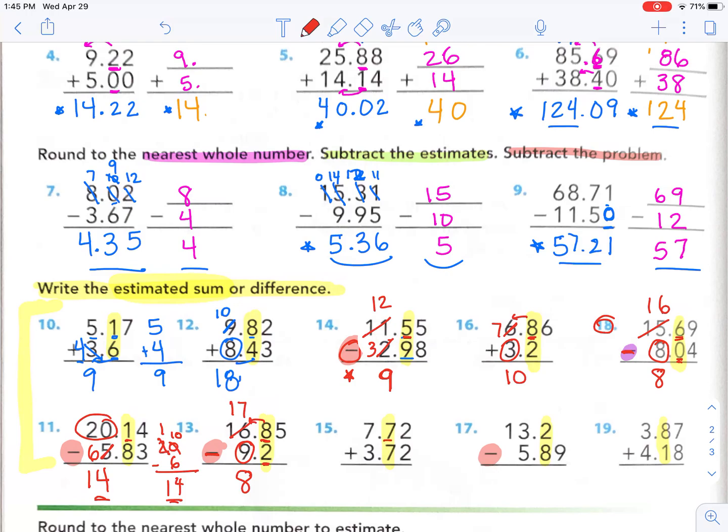Awesome. Hey, look, these are both 7s. So they're both going to be round up. So this becomes 8. This becomes what? 4. 8 plus 4 is 8, 9, 10, 11, 12.